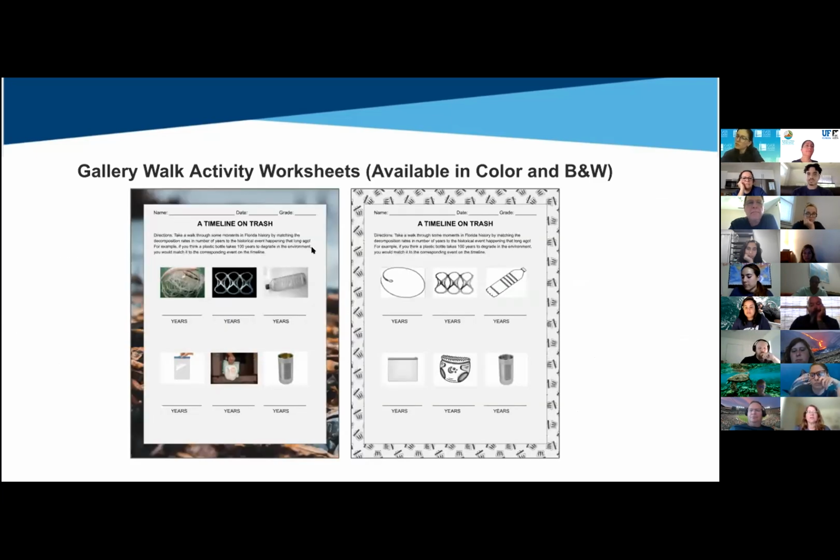So here's the timeline. We provided it in color and in black and white. You have fishing line, the holder for a 6-pack of soda, water bottles, a plastic Ziploc bag, a diaper, and then a tin can. And so they have to decide which event in history each of these would have gone in. For example, if fishing line took 600 years to degrade, then they would put it with the event from 600 years ago.